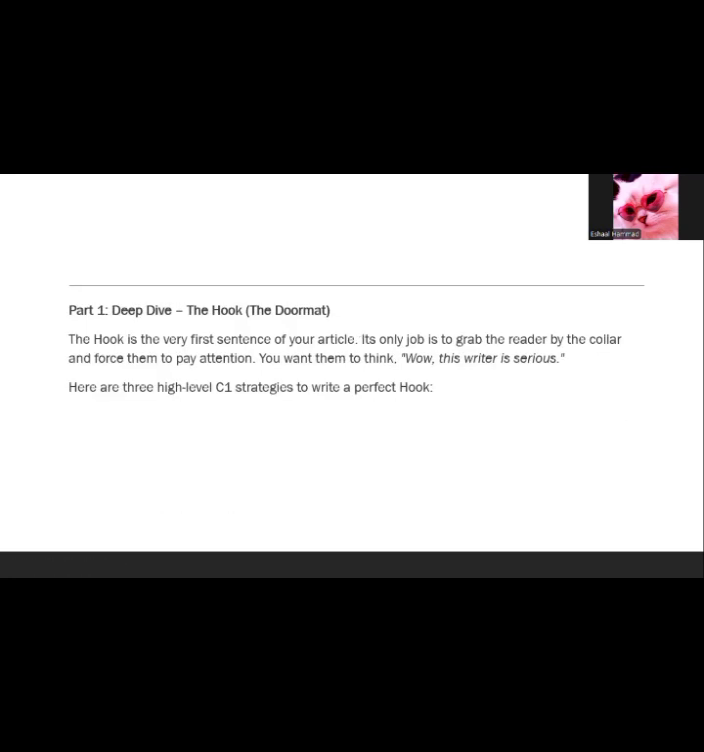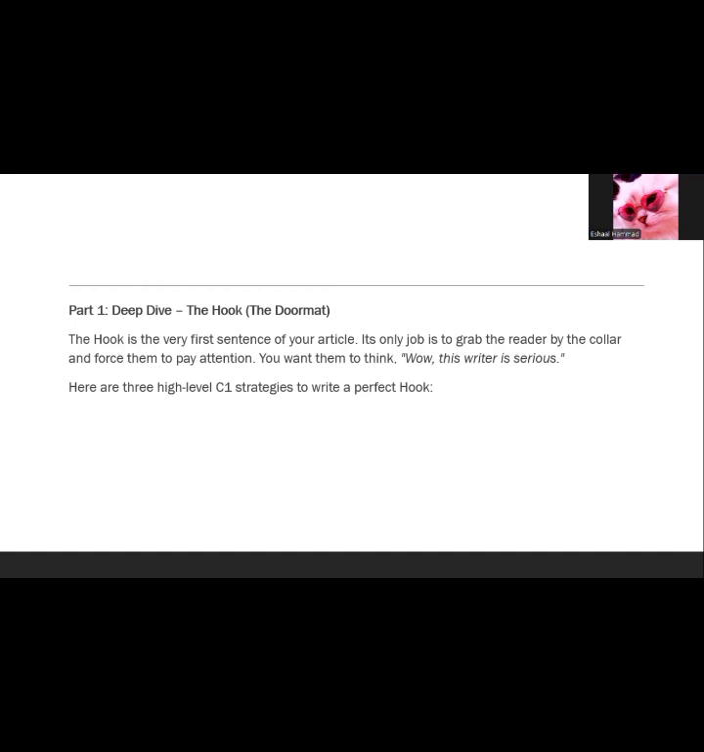Okay. So deep dive the hook or the tone. We have already learned a little about it. So the hook is the very first sentence of your article, in your introduction paragraph. Its job is to grab the reader's collar and force them to pay attention. You want them to think, wow, this writer is serious. Or this is the material that I was looking for. Or it must have something interesting. You want to create that impression in the reader's mind.